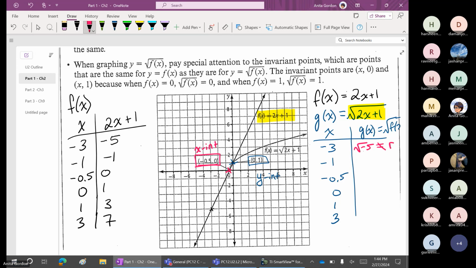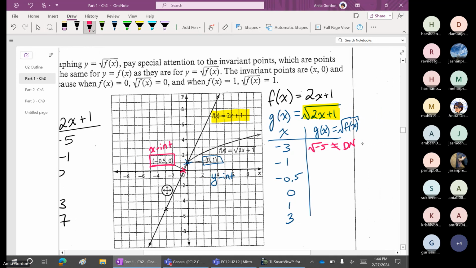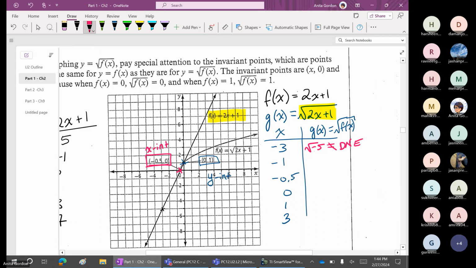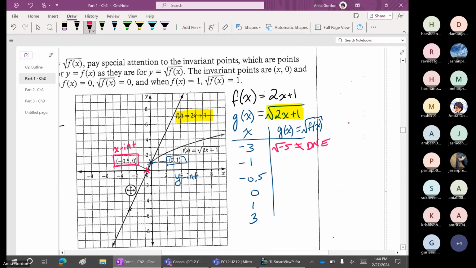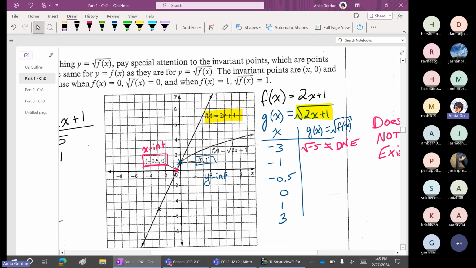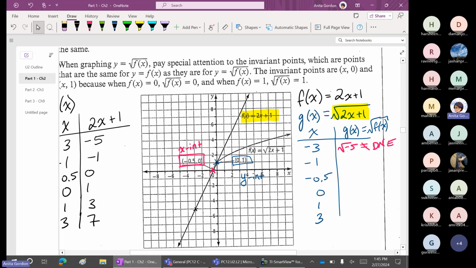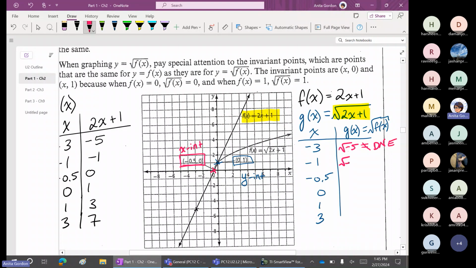Nope. D, N, E. Do you guys remember what that stands for? No? Does not exist. Why not? Because there's a negative in the radical. That's right. Okay. So then at negative 1, I have the square root of negative 1. Nope. DNE. At negative 0.5, I have the square root of 0. That gives me 0.